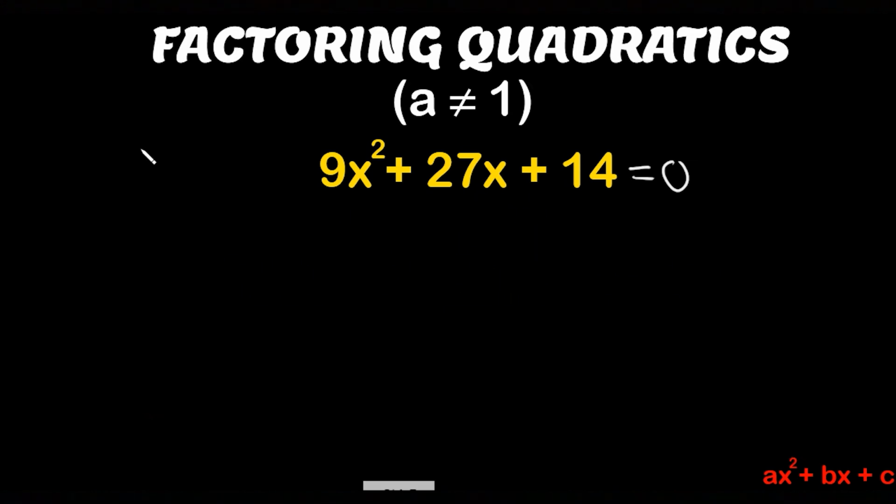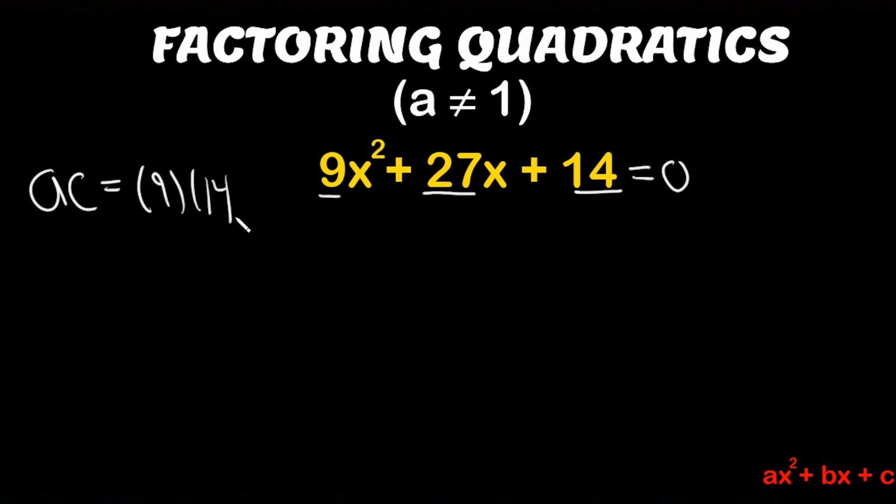So I have to do a times c. So a times c for me, again, quadratic in standard form. This is my a, this is my b, this is my c, okay? And so a times c, that is going to be 9 times 14. So I'm going to do 9 times 14. When I do that, I get 126. So from here, you have to come up with 2 numbers that when you multiply will give you 126, but add up to your b coefficient, which is 27.